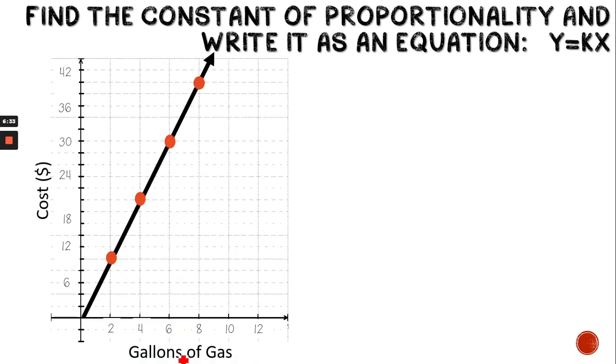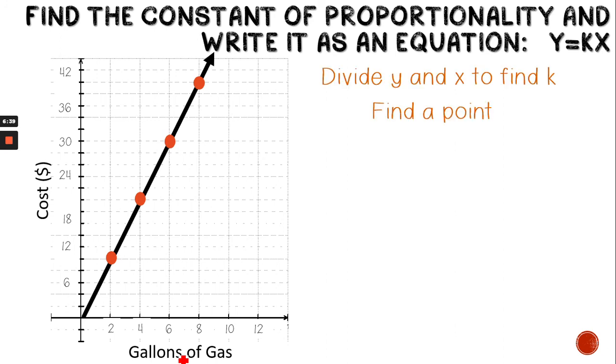So one more example. Again, I see it has a straight line. It goes through 0, 0, so it is proportional. I'm still going to divide y by x. Going to find a point. So if I go pick a point, I'll pick this one. So I'm at 2, and then I go up, and then I see that there's no number here. I need to figure it out.